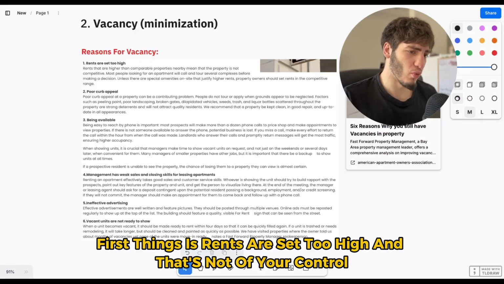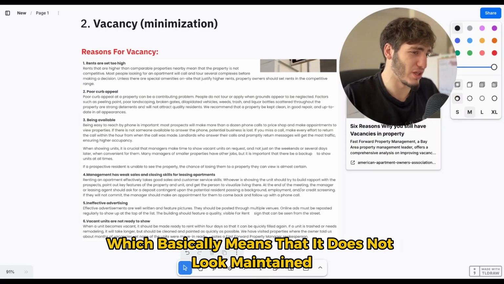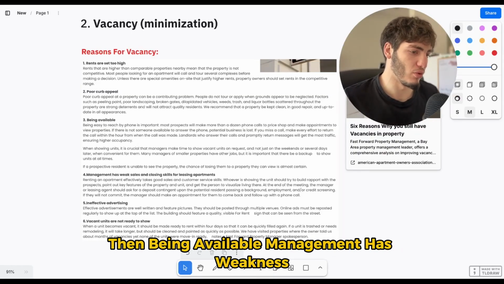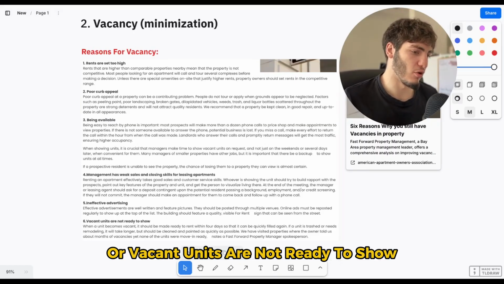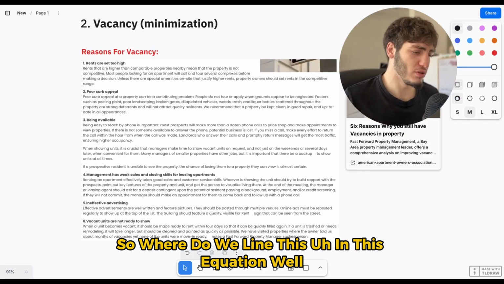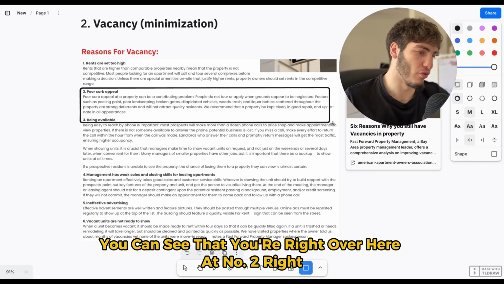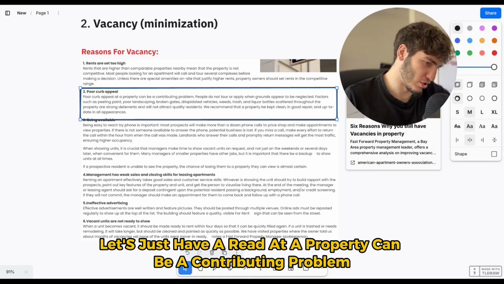First thing is rents are set too high, and that's not of your control, but that's one factor. Then poor curb appeal, which basically means that it does not look maintained. Then being available, management has weak sales and closing skills, and then ineffective advertising or vacant units are not ready to show. So where do we lie in this equation? Well, you can see that you're right over here at number two, right? So poor curb appeal. And let's just have a read.